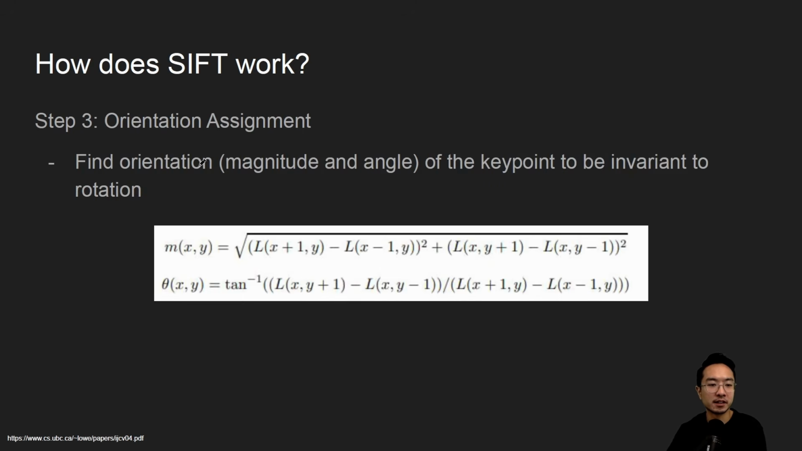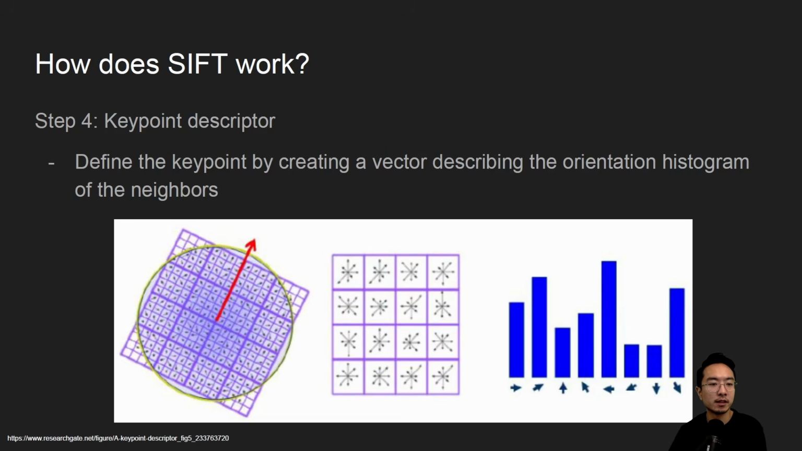And you have orientation assignment, so you'll calculate both the magnitude and the angle of the keypoints, and that will define some direction that the keypoint has. It's just using basic inverse tan and the square root of the x and y components.